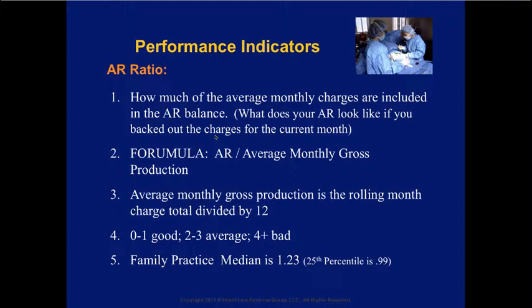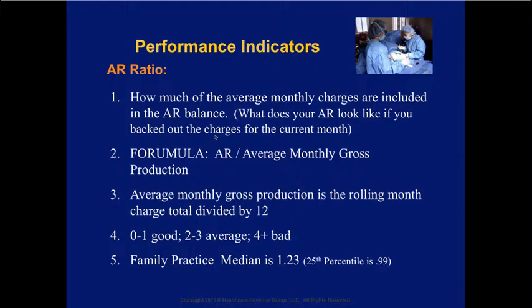How much of what I did this month, my current gross production for this month, how much of an impact did it have on my AR? I'm hoping that it's a 1, which means almost all of my accounts receivable is made up of stuff I did this month. And maybe 2 is okay.